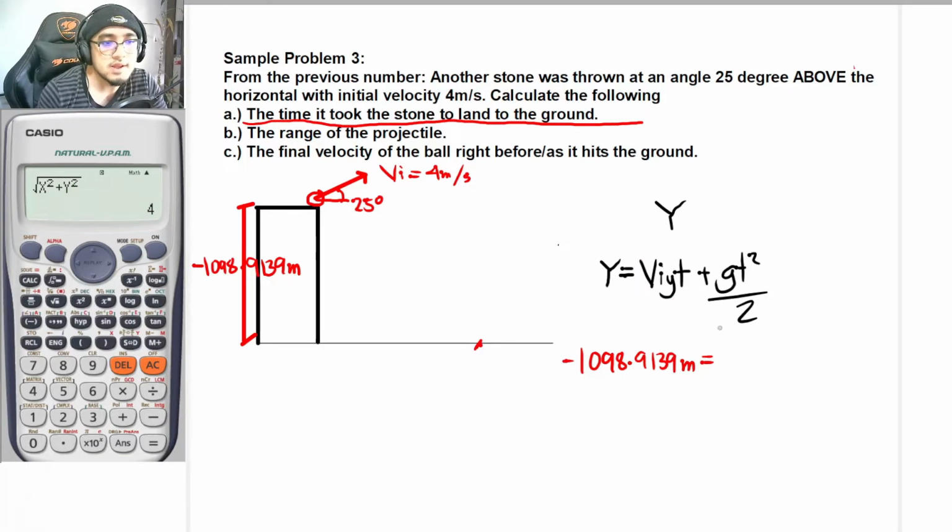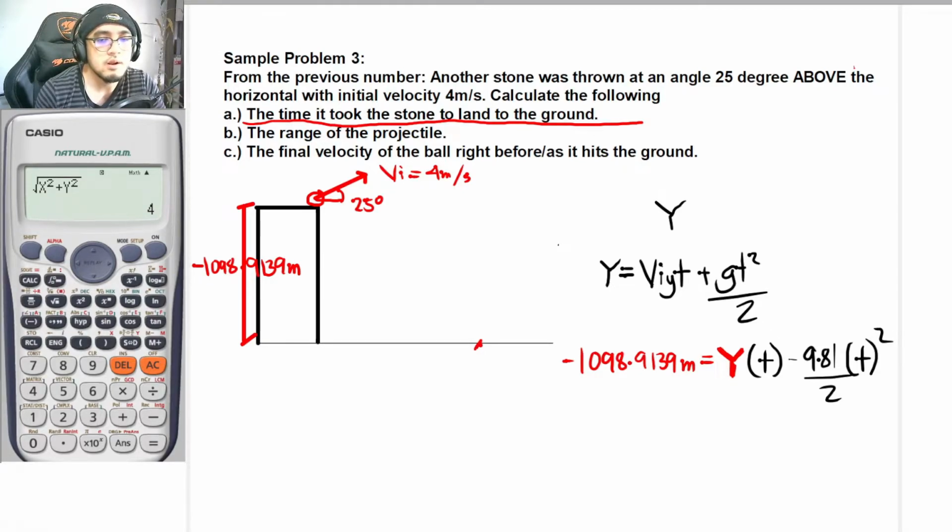And this is equal to, what is the value for our Viy? I have already stored this into y. So take note that I have stored this into y in my calculator. And for the value for t, this is now the one unknown. And for g, that is negative 9.81 meters per second squared divided by 2 times t squared.